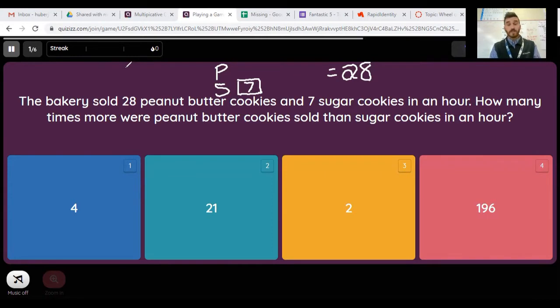Here I could either really know my facts and instantly know how many boxes I need to put on there, or I could kind of just list my multiples. Like I could list 1 box and put 7. I know that wouldn't be enough. All right, if I list another box, 7 more would give me 14. Still not enough.